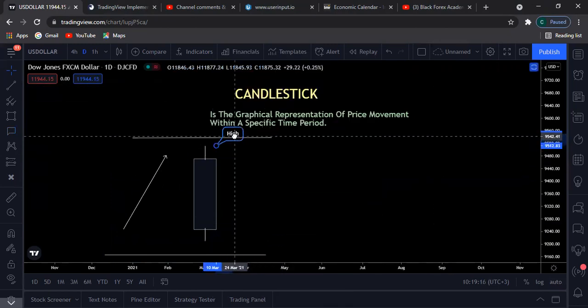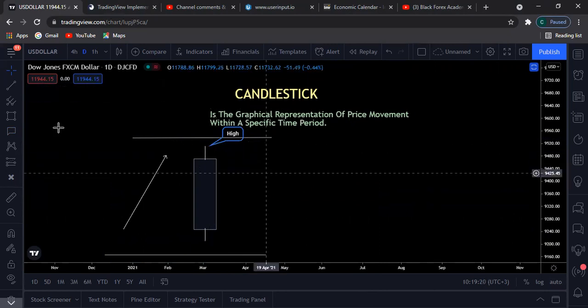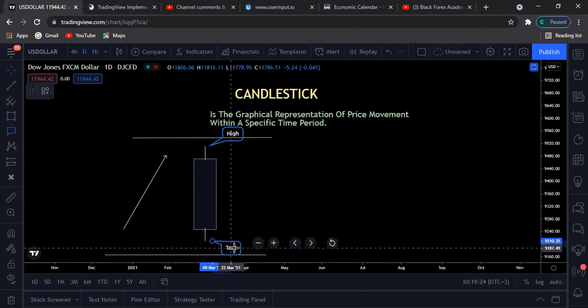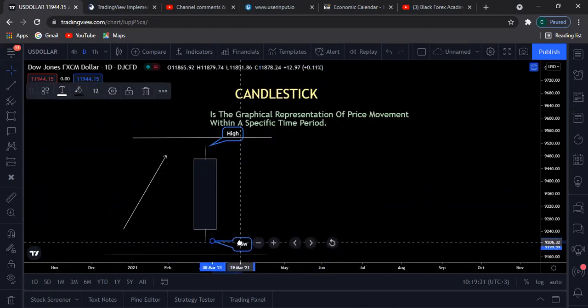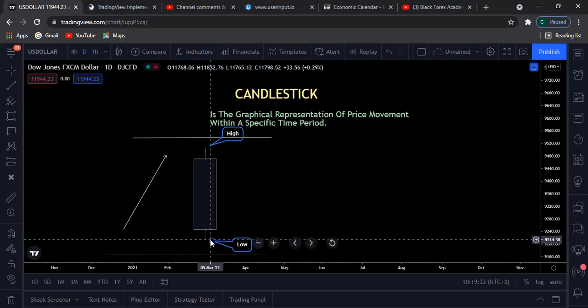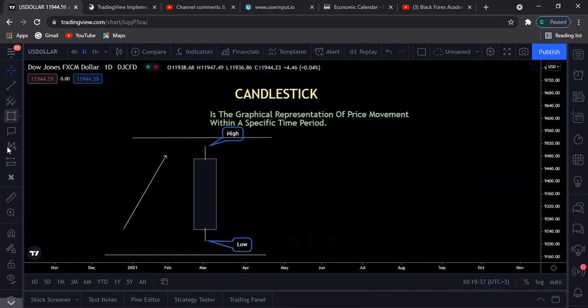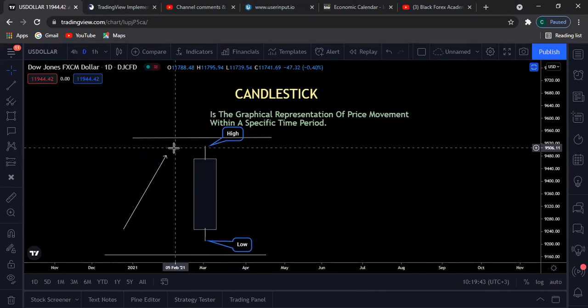This up here is called the high, and then down here, the lowest point, we have the low. So we have the high and we have the low. Now, depending on the type of candlestick, for instance, this one right here, this is the price movement. So this was a bullish movement.